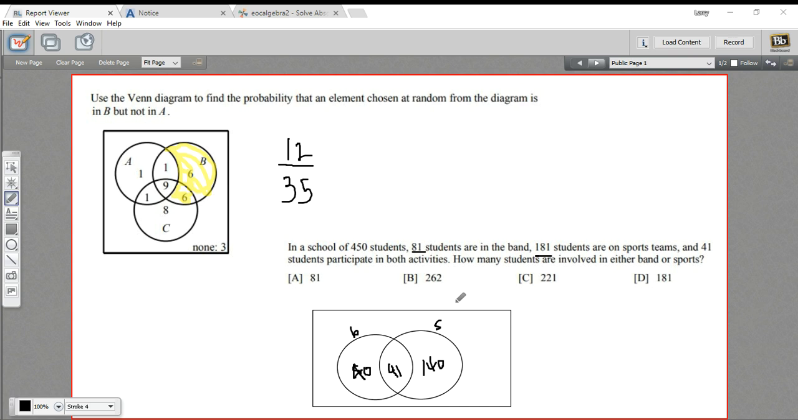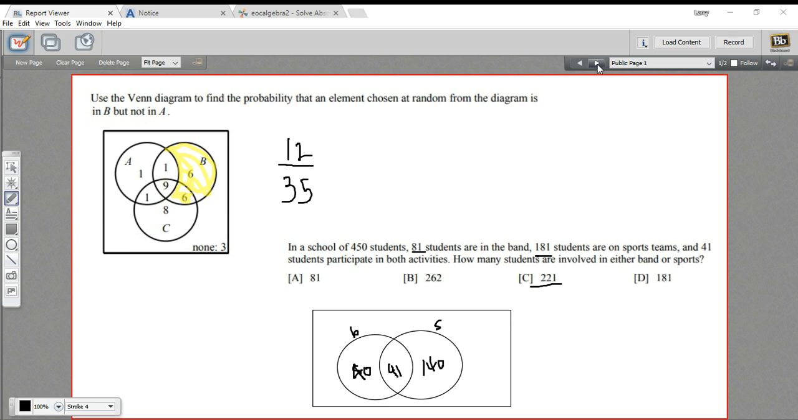So there's our diagram. Now it says how many students are involved in either band or sports. So they want all of this stuff. So we need to add 40 plus 41 plus 140. So 40 plus 41 is 81, plus 140 is 221.